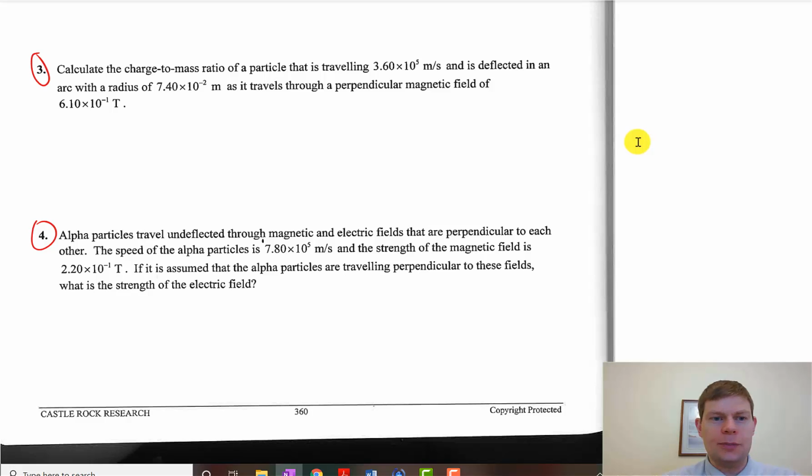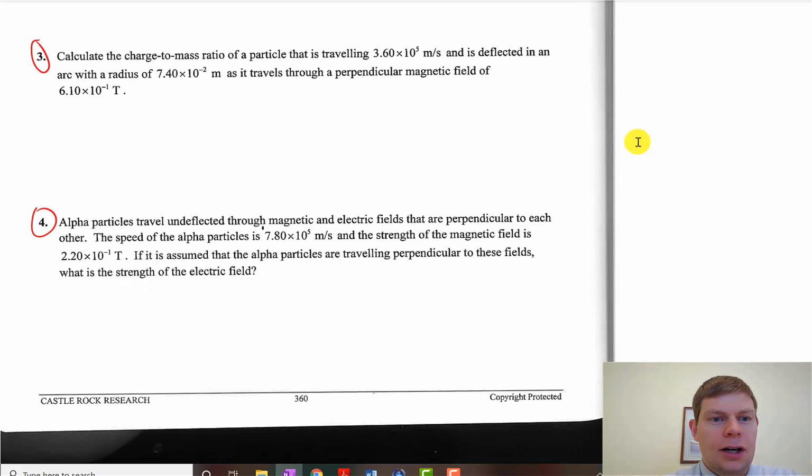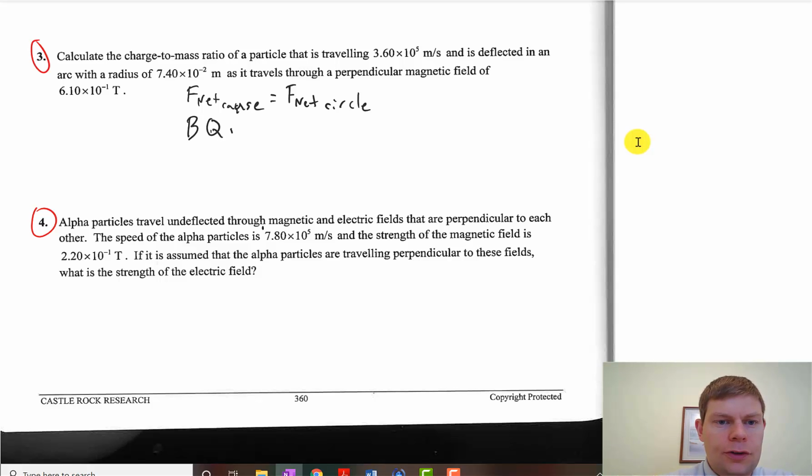Number 3 here I picked because it mentioned charge to mass ratio, which you're probably not as used to solving for. Again, we've got this whole mass spectrometer kind of thing, after it enters the uniform magnetic field, and we find the radius. So in this case, let's set it up. We've got the same thing as before, F net centripetal equals F net circle. Our formula is exactly the same: BQV equals mv squared over r.